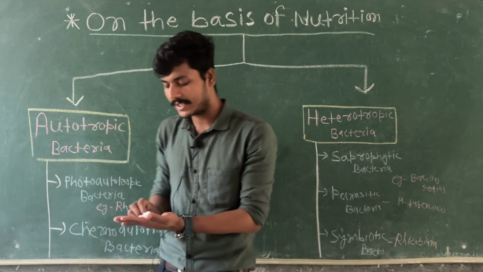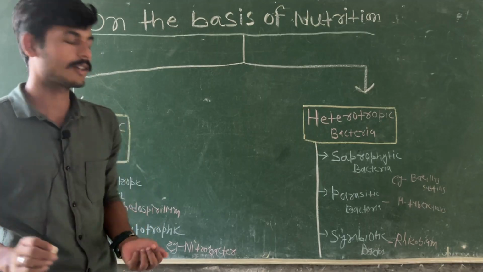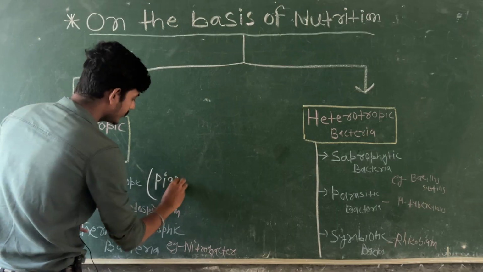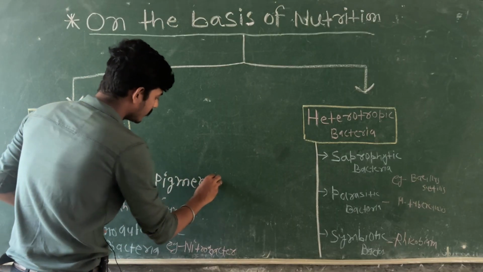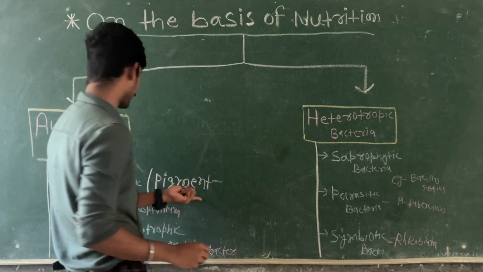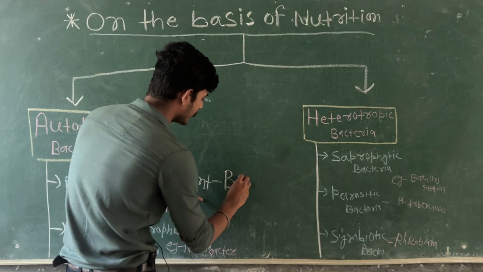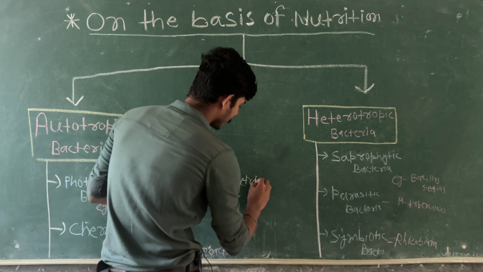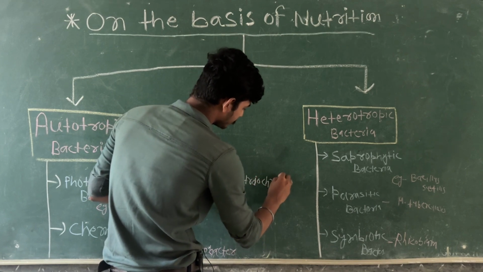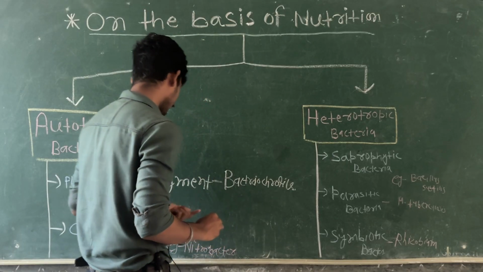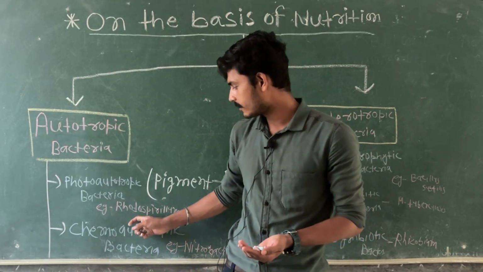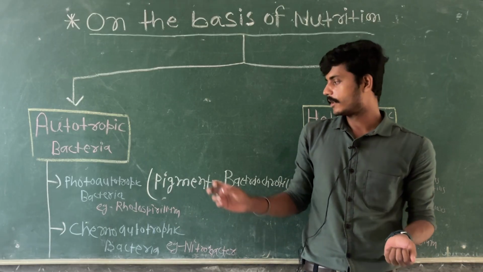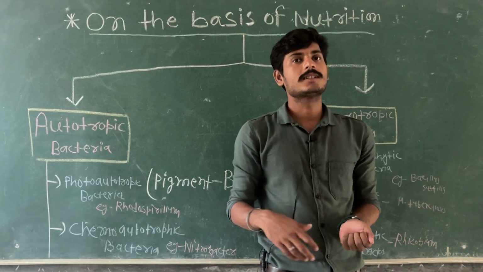The pigment present in the bacteria is not called chlorophyll; it is called bacteriochlorophyll. Write it down. The pigment present in the bacteria for food making is called bacteriochlorophyll. And the example here is Rhodospirillum. Now, once they get the food, then what will they do?